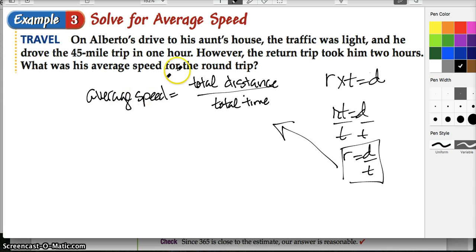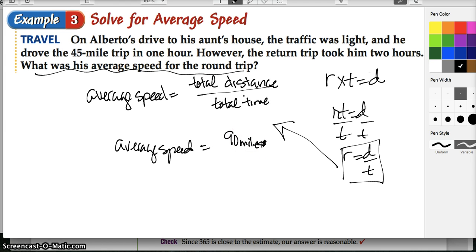So check it out. We need to know what was his average speed. That's what we're looking for, round trip. So we're going to just leave that as average speed. And we're going to calculate the other information. So what's the total distance? Well, the total distance was a 45-mile trip in one direction. So both directions, it would be a 90-mile trip.